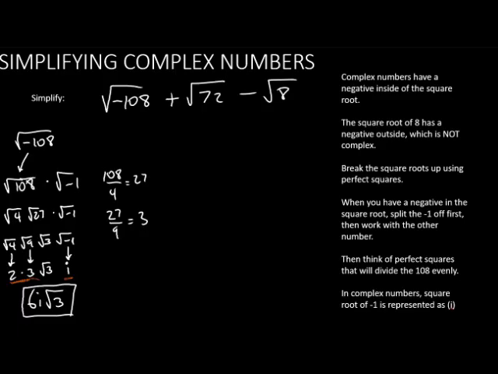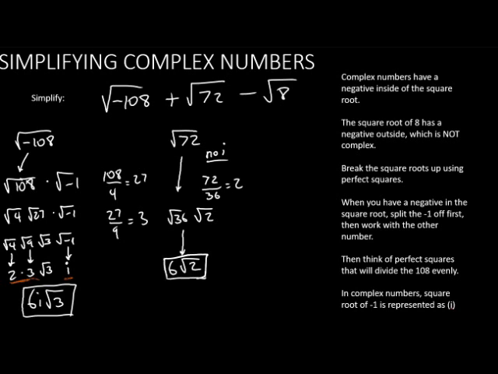Let's also try to simplify the square root 72 the same way. There's no negative inside, so this will have no i. If we take 72 and try to divide it by a perfect square, you might notice that this is divisible by 36. 72 over 36 will give us 2, and so square root 72 will be square root 36 square root 2. This is the same as 6 root 2. Notice again, this does not have an i. We'll just say this is 6 square root 2.